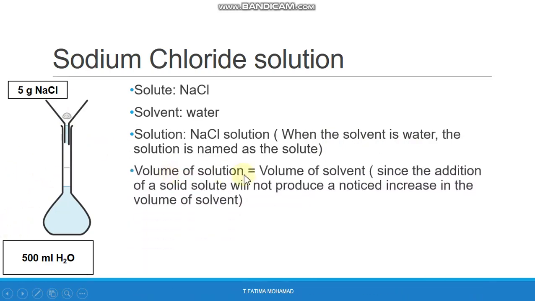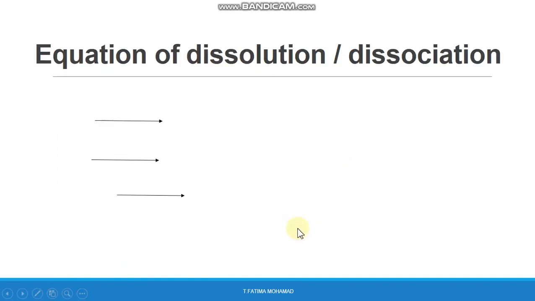The volume of the solution is equal to the volume of the solvent, since the addition of a solid solute will not produce a noticeable increase in the volume of the solvent. So the volume of the solvent is 500 milliliters, which equals the volume of the solution, 500 milliliters.